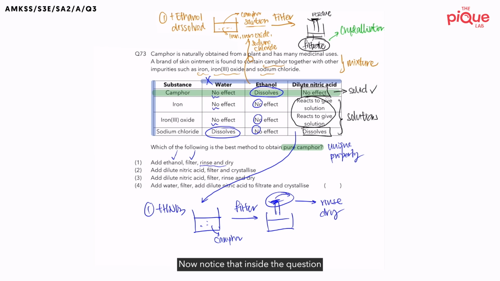Now notice that inside the question, when you talk about filtration, they do not directly tell us whether we are dealing with the residue or the filtrate. So when you say rinse and dry, we are actually talking about the residue, because that is the only thing we can rinse and dry, right? In the ethanol case, is the camphor the residue or the filtrate? We said earlier on that this is the filtrate over here, right? So do we rinse and dry the filtrate? No. So this is not the answer.